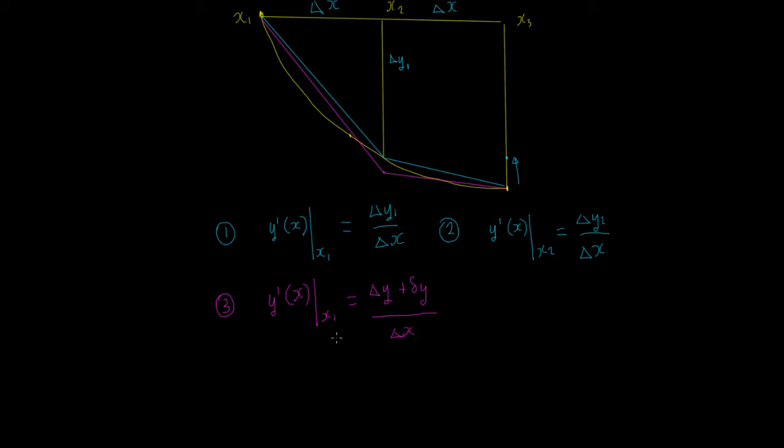Delta x. And lastly, number 4, we have y derivative of x defined from x2 is going to equal, well, this time we're looking for this one here, so we're going to have our delta y2, which was this one here.